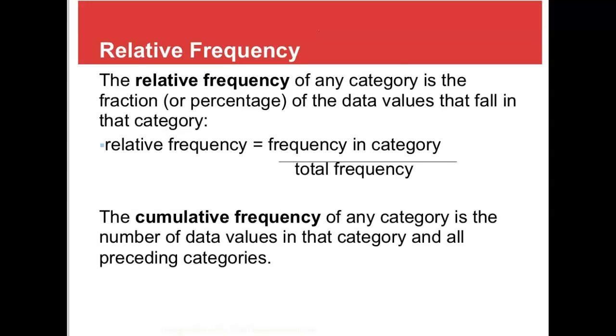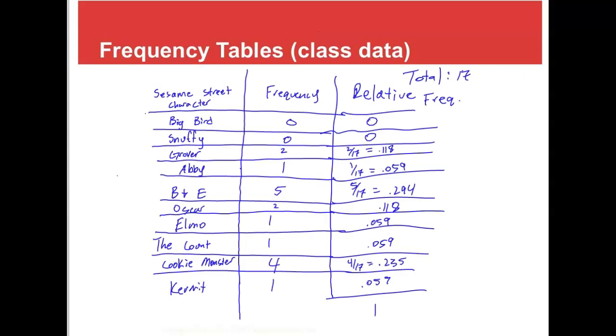The cumulative frequency of any category is the number of data values in that category and all preceding categories as well. It only really makes sense to have a cumulative frequency if there is a natural order to your categories. There's not really a natural order to favorite Sesame Street characters. There would be no reason to have one in front of the other, so it doesn't really make sense to add up a cumulative relative frequency for this.